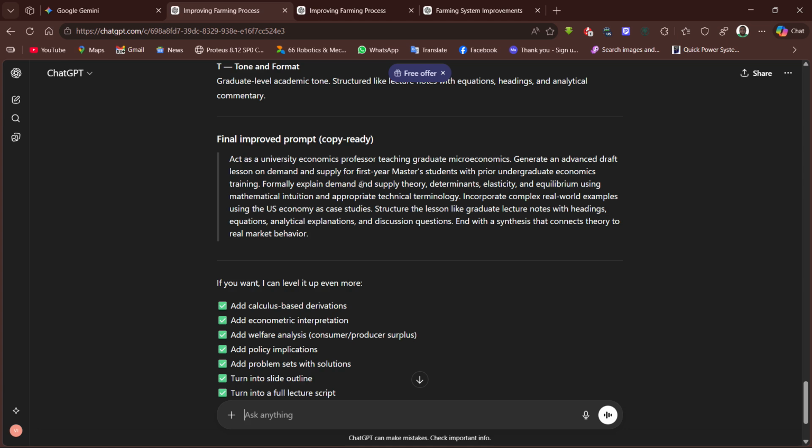Formally explain demand and supply theory, determinants, elasticity, and equilibrium using mathematical intuition and appropriate technical terminologies. Incorporate complex real-world examples using the US economy as a case study. Structure the lesson like a graduate lecture note with heading, equations, analytical explanations, discussion questions, and end with a synthesis that connects theory to real market behavior.